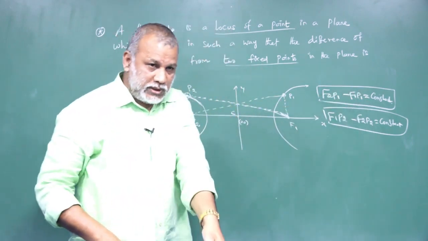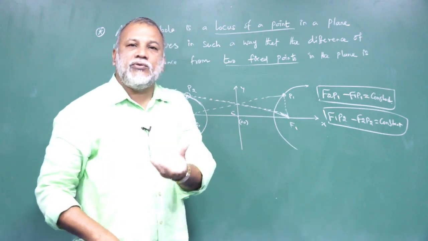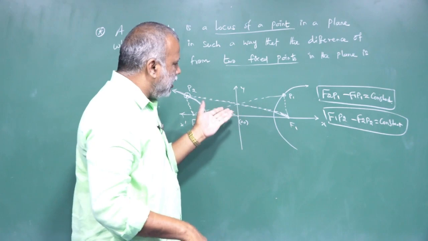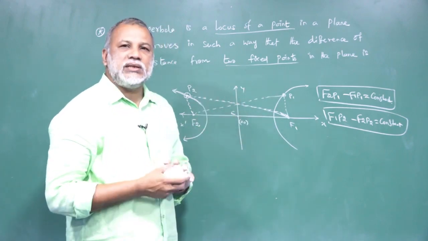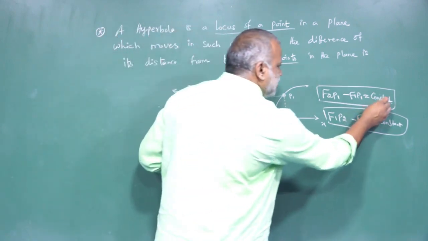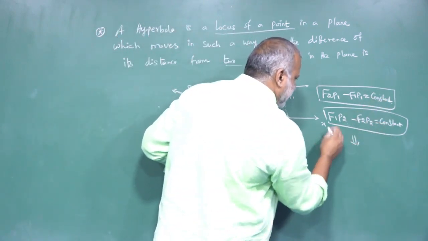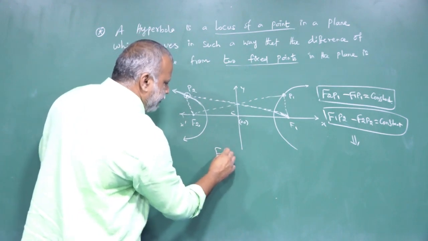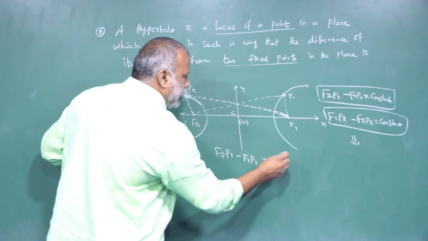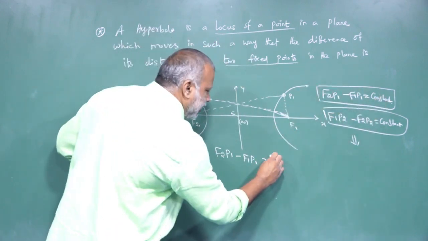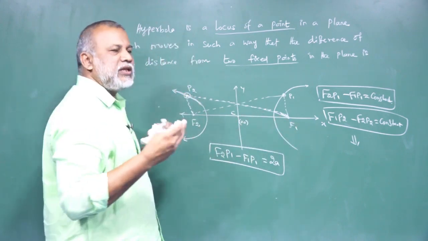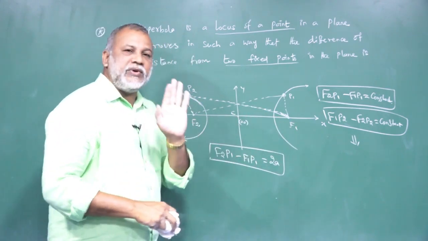We already worked out that the difference between the focal distances of a hyperbola is a constant equal to the length of the major axis. This constant must be 2a. So we can say F2 P1 minus F1 P1 equals a constant, and that constant must be 2a. Here F1, F2 must be the foci. These two are fixed points.